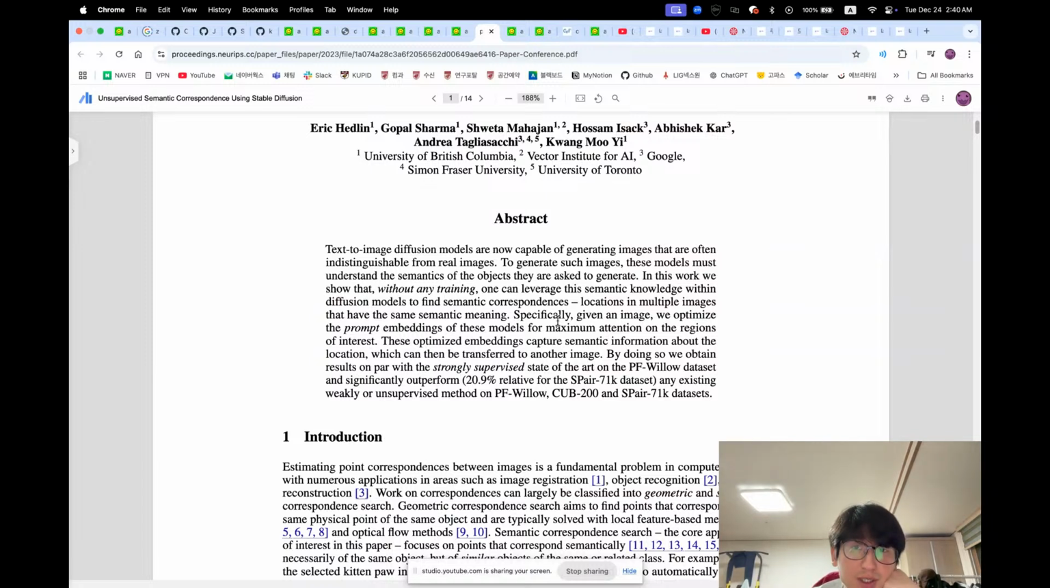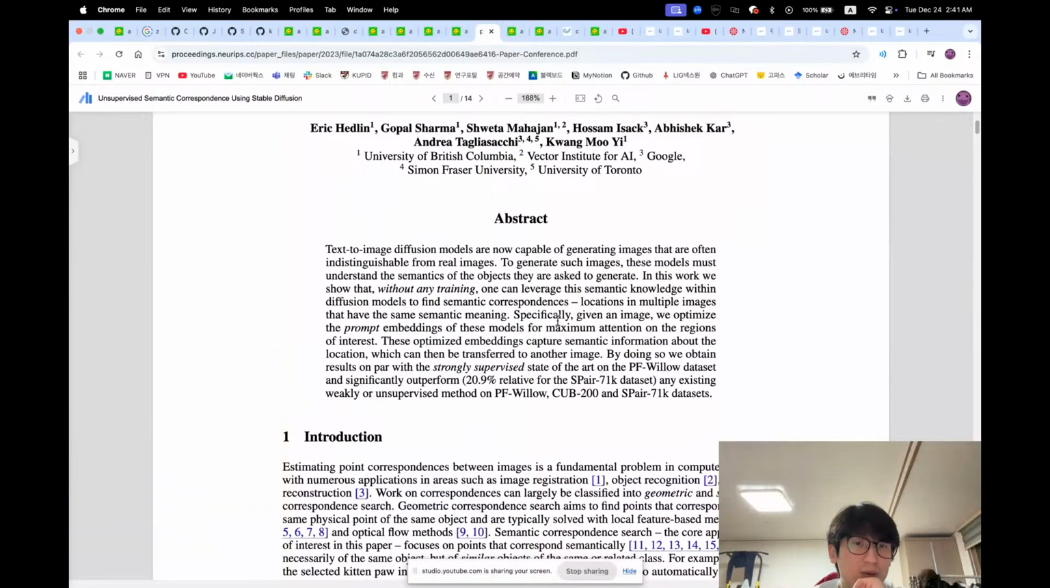To generate such images, those models must understand the semantics of the objects they are tasked to generate. So if they want to generate, let's say, a cup, then they must know how a cup should look. If they want to generate a cat, they should know what to generate. It needs to generate the ears, the eyes, the nose, the fur. It needs to know how to generate those. And since it's already good at generating those objects, they are assuming that the model already learned the semantic information.